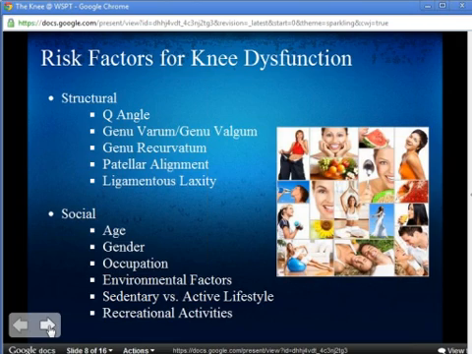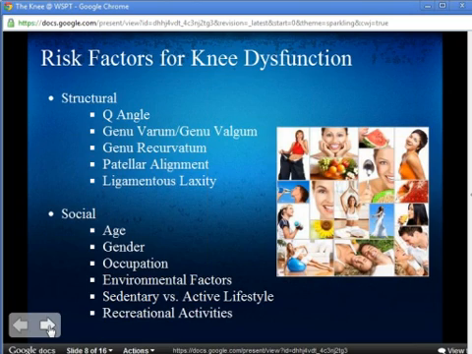And coming to valgum, it's basically external rotation of the lower leg. Knock knees is a common condition; you must have seen that. When the knees come closer, that's called knock knees, and that's genu valgum. So genu varum is basically internal rotation of the lower leg, that is the tibia, and genu valgum is external rotation of the tibia.